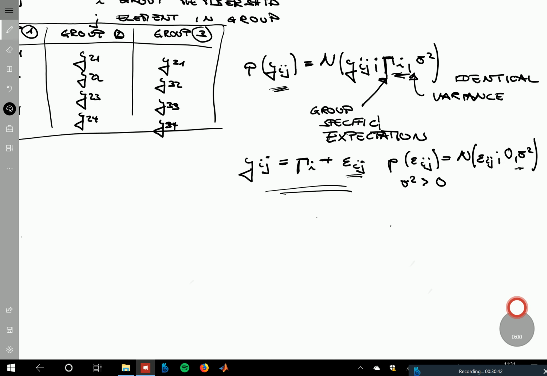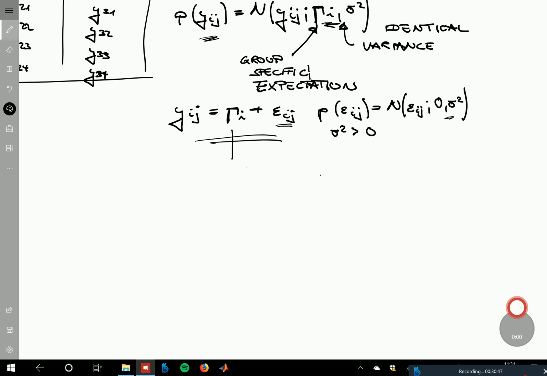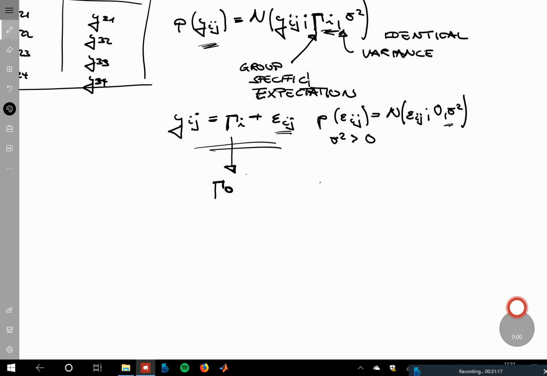Now we have to talk a little bit more about these group-specific means, because they are also modeled in a specific manner. The basic way they are modeled, which we will then overwrite after we introduced it, is as follows. It's assumed that the group-specific expectation is given by a constant offset of all groups.